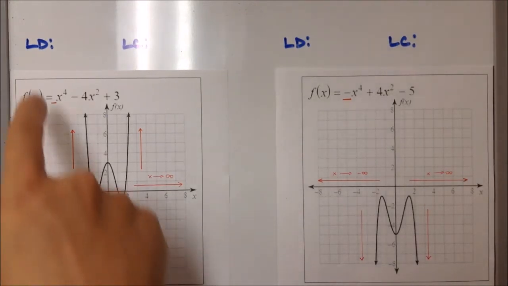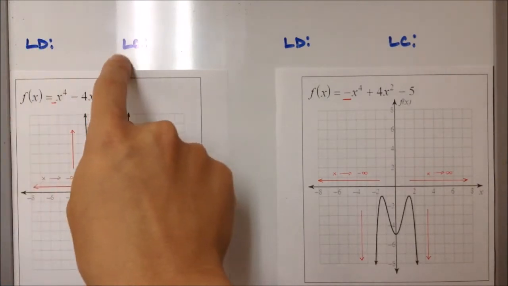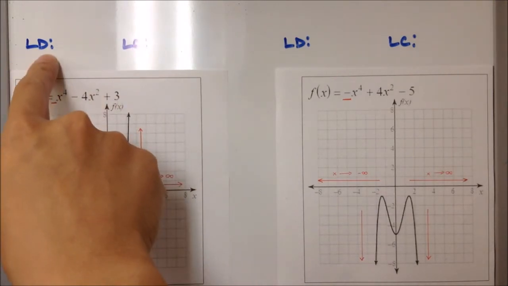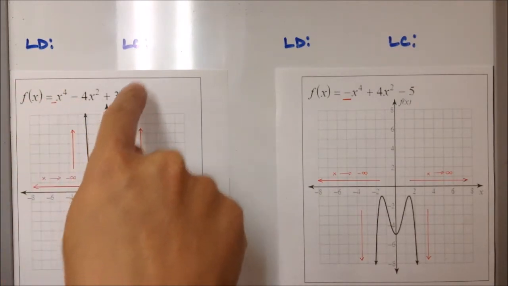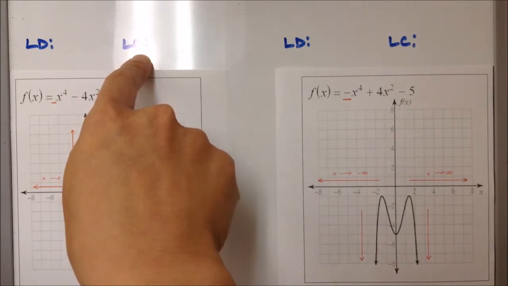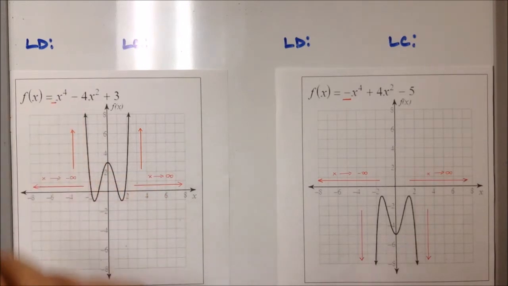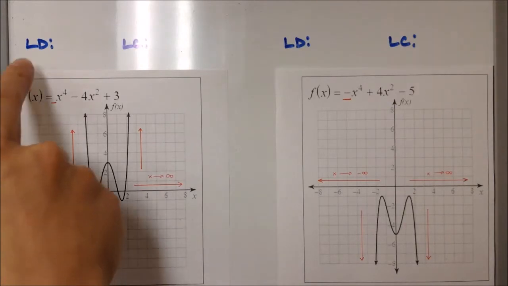On the top where it says LD, that's leading degree, and LC, leading coefficient. Leading degree means the greatest or the highest exponent within the function. Leading coefficient is the coefficient, or the number in front of x with the highest degree. So, if you're given a function and you're talking about end behavior, first you have to find the leading degree.